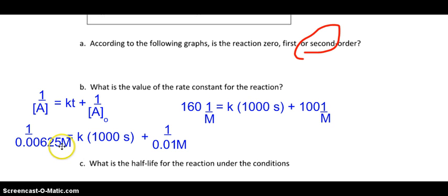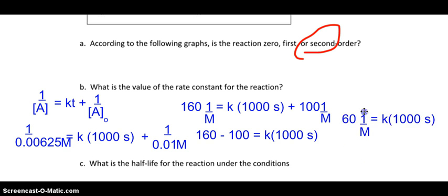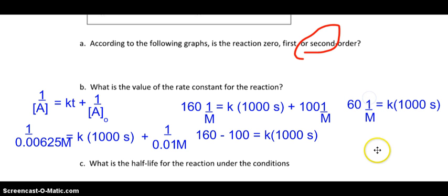Now notice, even though 1 over 0.00625 is 160, the molarity is still in the denominator. Same with over here, 1 over 0.01 is 100, but molarity is still in the denominator. And I guess I was a little bit lazy, I didn't plug in the unit there. Here I did. I subtracted. 160 minus 100 is 60, and it's 1 over molarity. And then when you're done, here's your k.